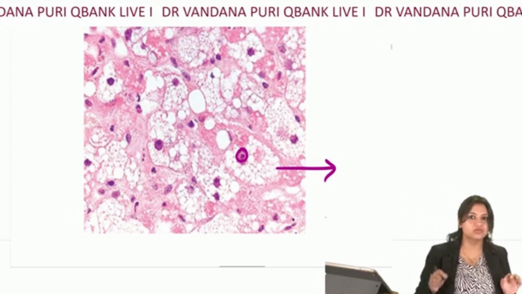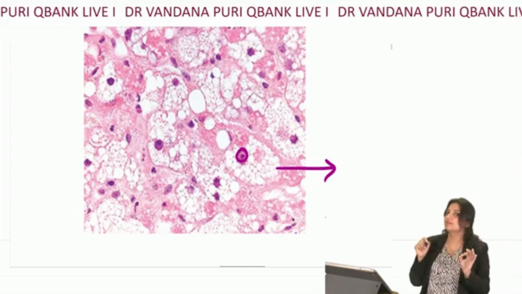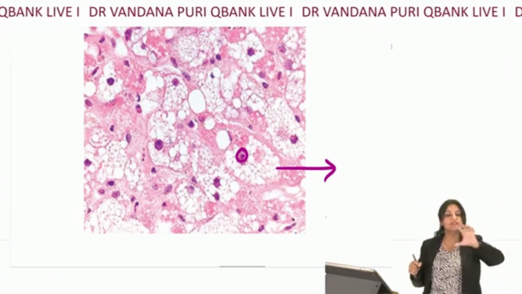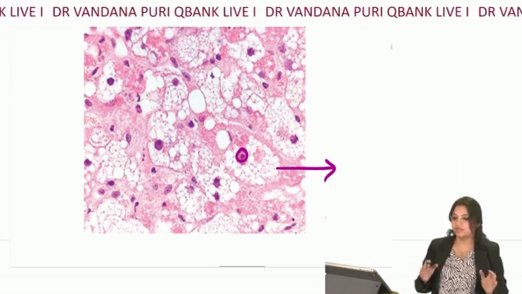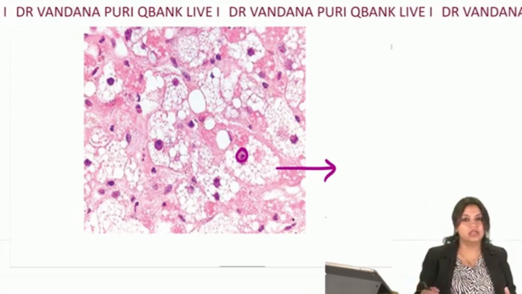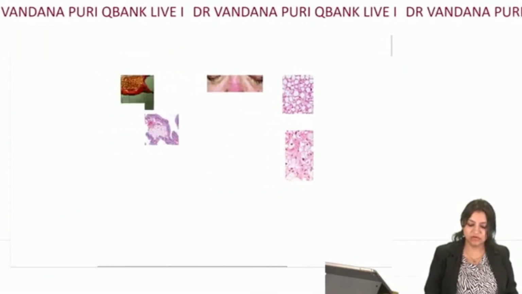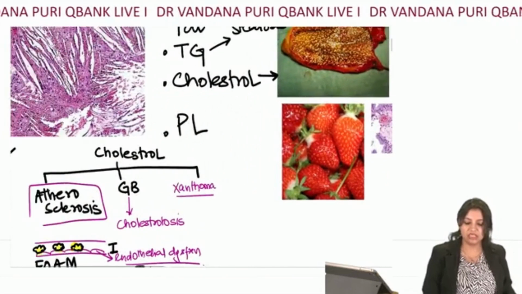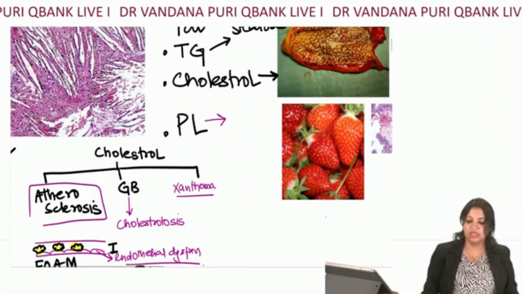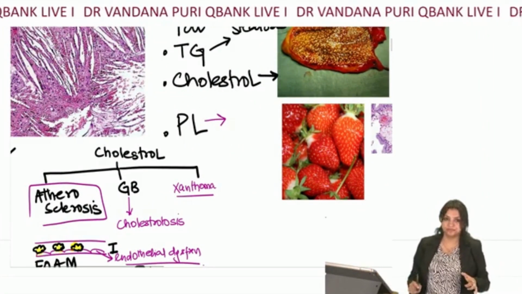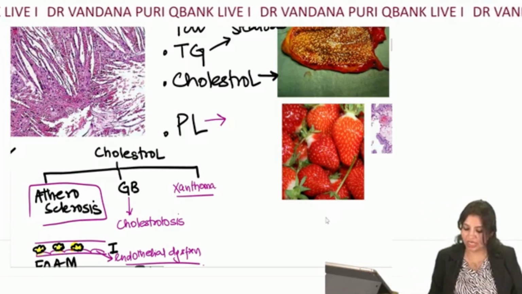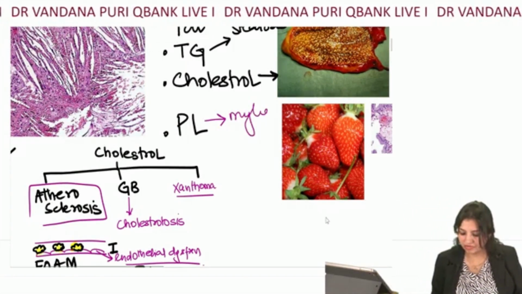So the key is the nucleus. Nucleus in the center with small vacuoles all around is microvesicular. Nucleus in the periphery with a big fat vacuole is macrovesicular steatosis. So that is steatosis. And I told you a third point also, that this can accumulate as phospholipid. So phospholipid accumulation is called a myelin figure.